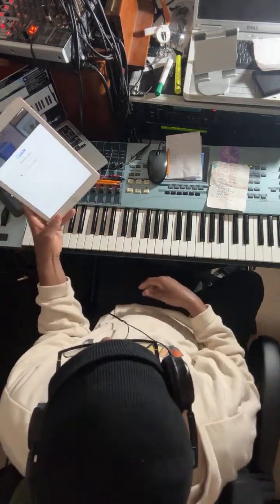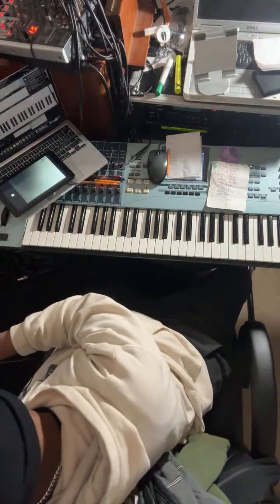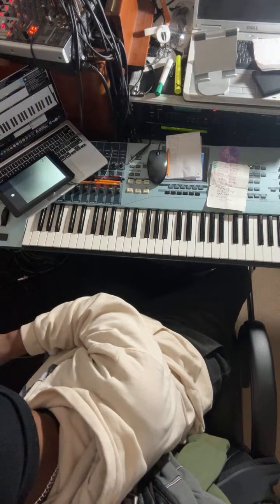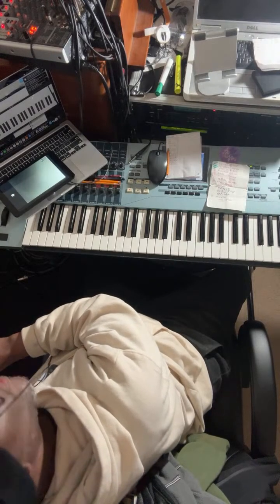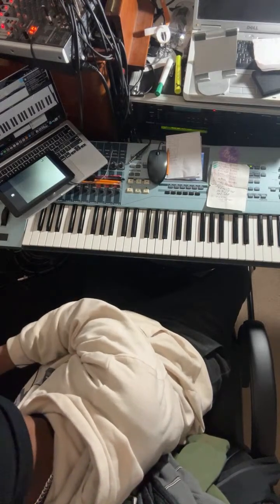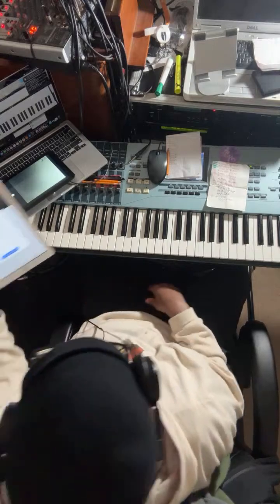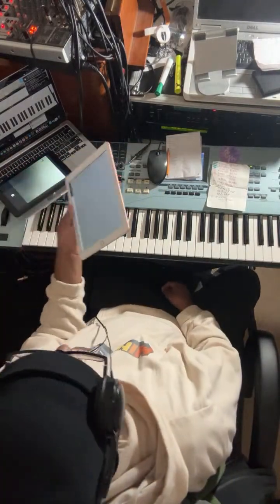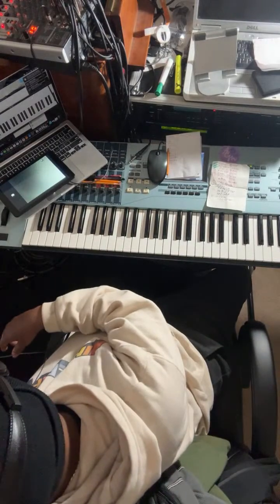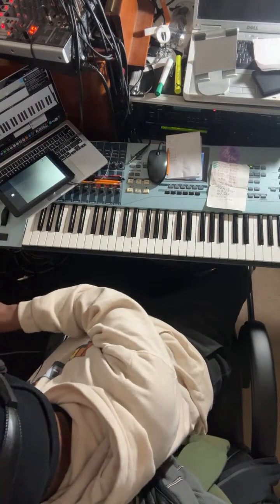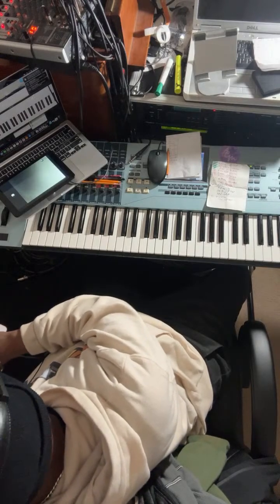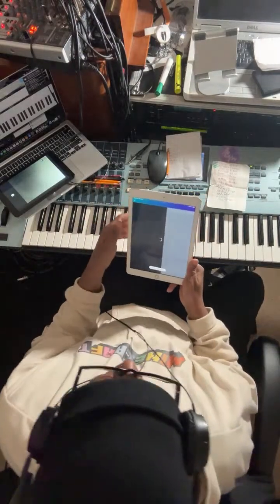It's asking me for a passcode. Hold on. Okay, so it asked me for a passcode. Now it's going to let me in my book. I'm going to see all this other foolishness, advertisements, and then voila. Now I'm in my book.